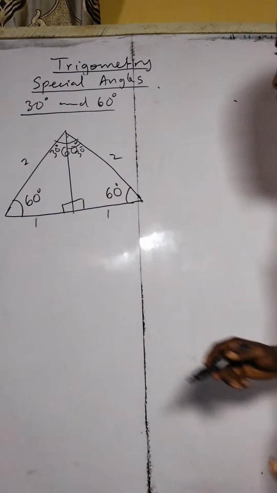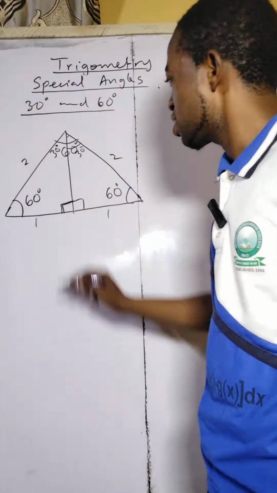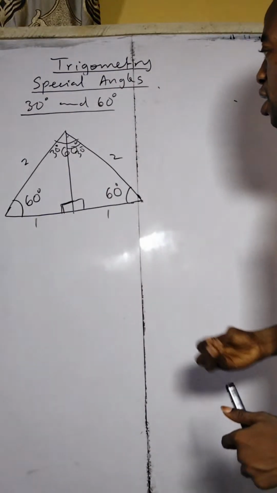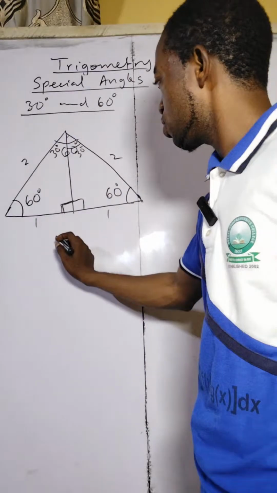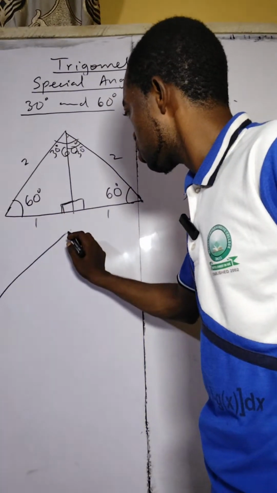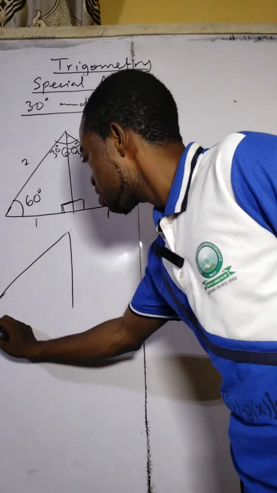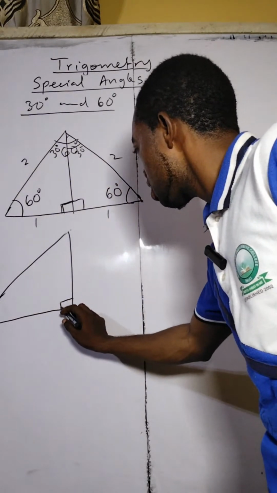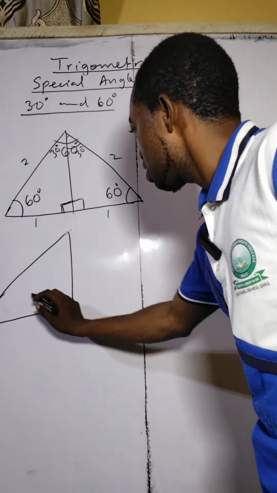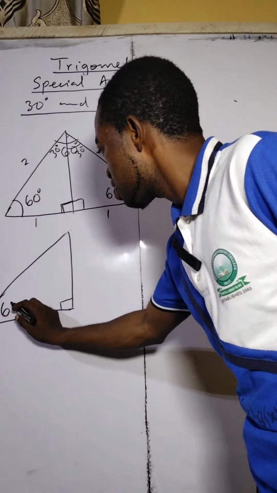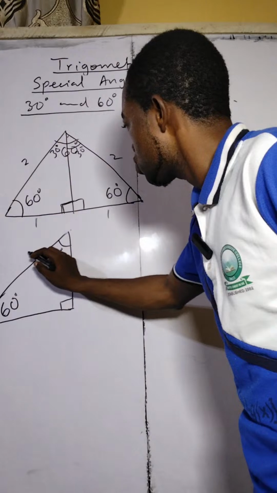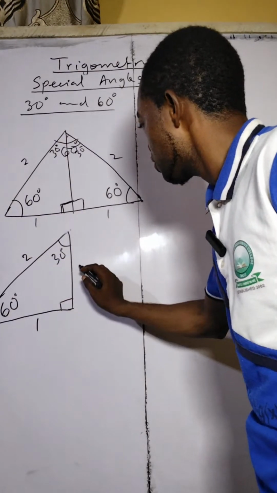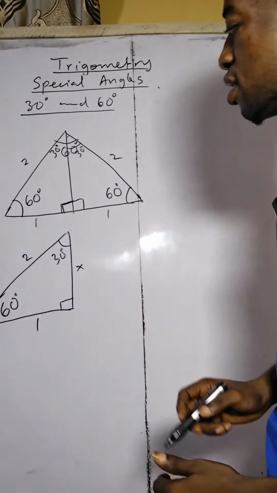Now, when you look at this, we have two congruent right angle triangles. Now, we can bring out any one. Let's take this one out, and we have this angle as 90 degrees here. Then this angle here is 60 degrees, and this is 30 degrees. Of course, this is 2, and we have this as 1. Now, let's find this missing side as x.